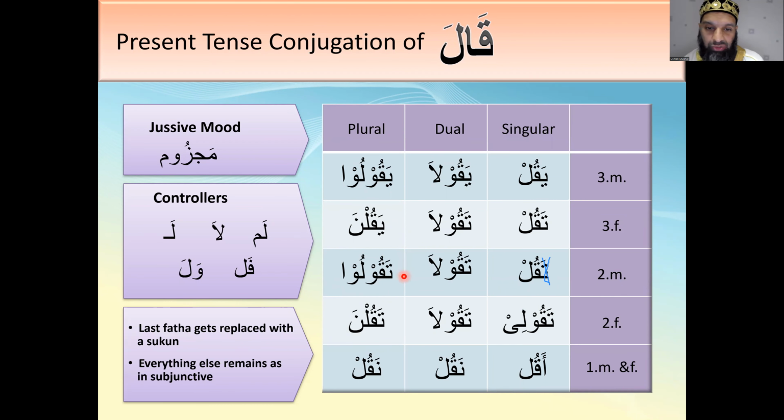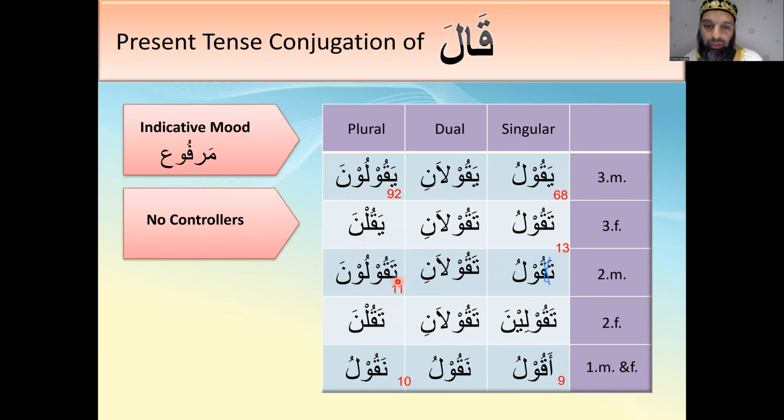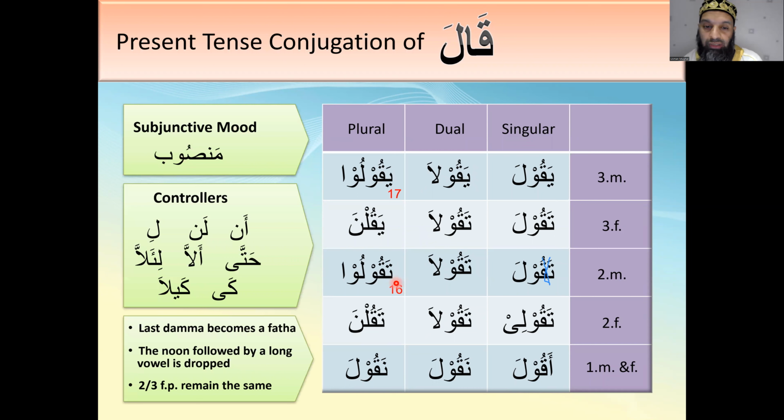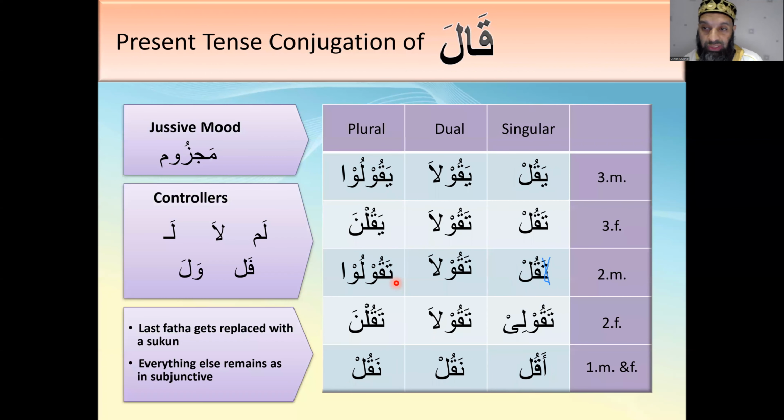So let's go back and do this one. Qala becomes taquluna. Yeah, this lesson is hard. Taqulu becomes taquluna, second person plural. So taquluna means you all say. Make it majzum. Taqulu is majzum.